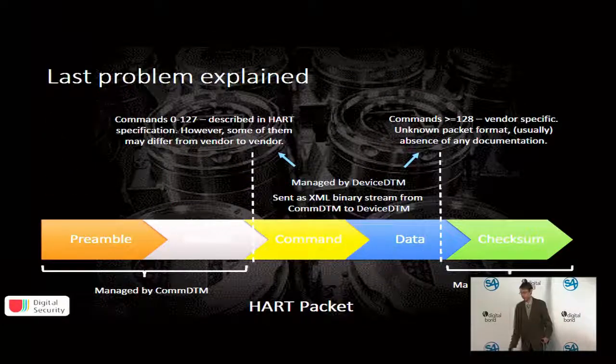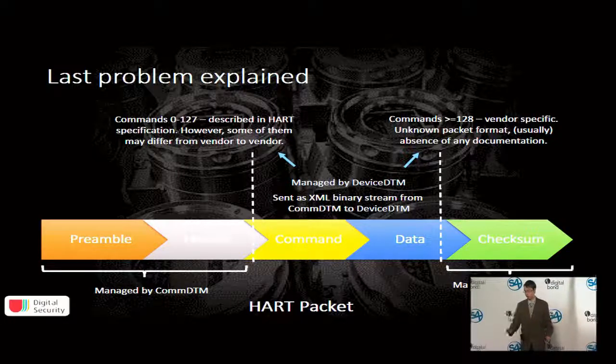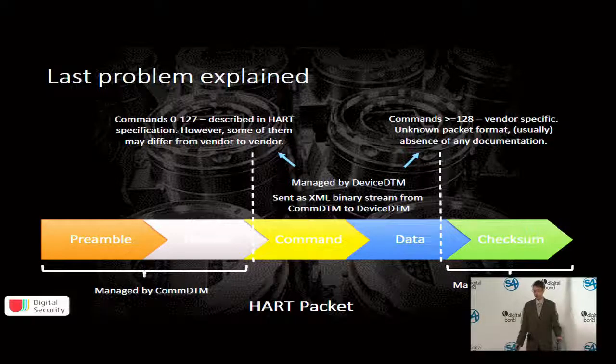So I'll explain it a bit. Remember the HART packet. It has 5 blocks. The preamble, header, and checksum are handled by the comm DTM, and the command and data are handled by the device DTM. The comm DTM sends an XML binary stream from it to the device DTM. And the HART commands could be divided into 2 categories: the lower commands that are described in the HART specification, but some of them, of course, may differ from vendor to vendor, and the upper layer commands, the application layer of the HART protocol.